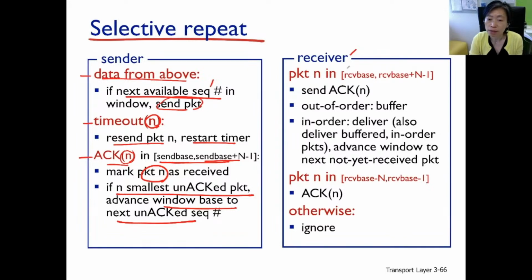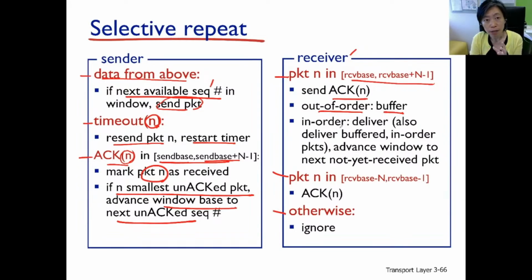Similarly here at the receiver end, there are 1, 2, 3 transitions. First transition is if we receive a data packet that's within this range, the receive base and receive base plus n minus 1, so that is reasonable, as expected. Then we send an individual acknowledgement. So if it's packet n, then ACK n. If this packet is not expected, meaning it's out of order, then we will buffer it. So these will be the pink packets, all right?